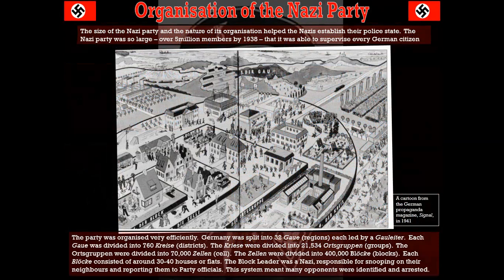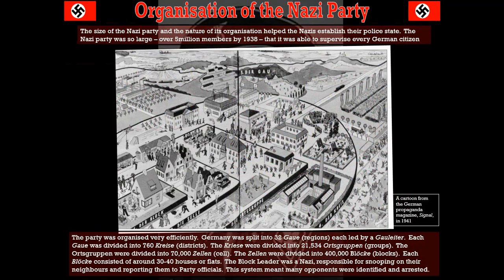The Nazi Party was so large, with over 5 million members by 1938, that it was able to supervise every German citizen, and it absolutely was. Now, by supervise, I mean snoop. They keep an eye on each other. They dob people in. Not all of them are goose-stepping, full-on Nazis. That's not how it works. But they worry about other people dobbing them in.